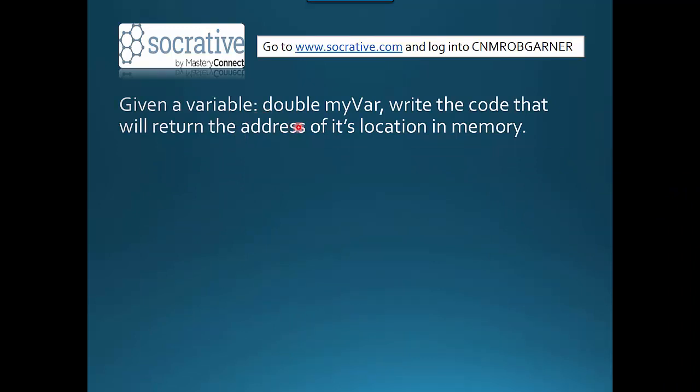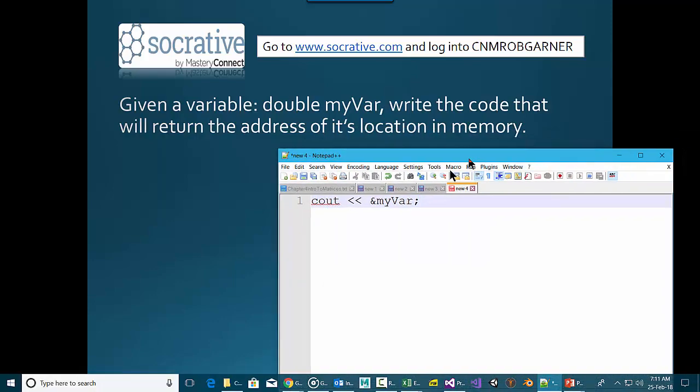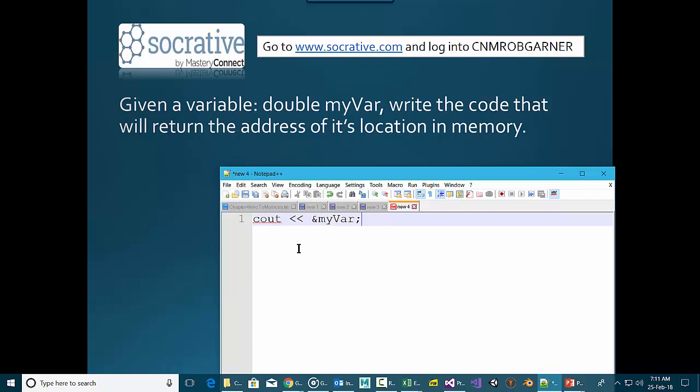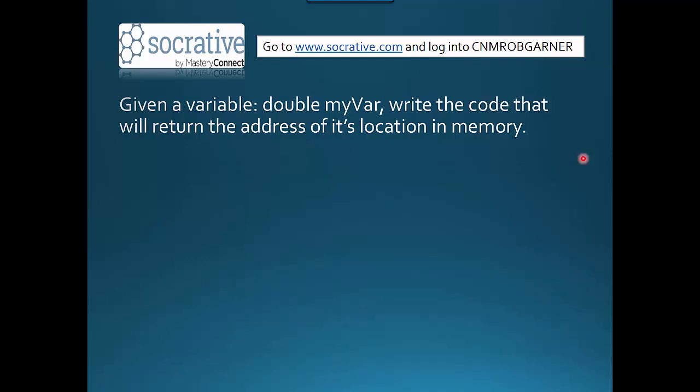Given a variable called myvar, write the code that will return the address of its location in memory. I kind of gave it to you. So pause, think about the answer, and then hit continue. So yes, this is what you would write to get the address of myvar. If you didn't have that, you would get the value in myvar. If you put the ampersand operator, you get the address of your variable.